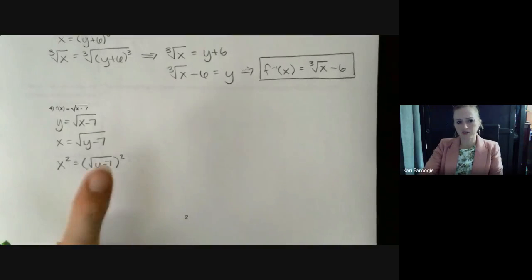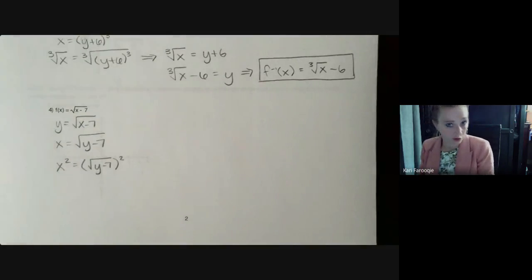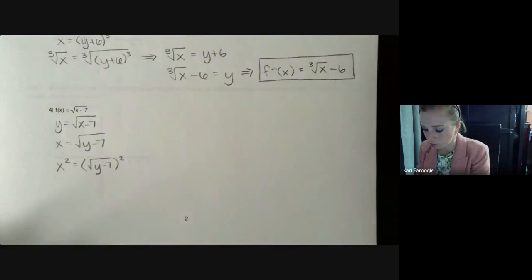Have you guys seen this done before? Sometimes I don't know what we remember and what we don't from previous algebra work. Okay. So you can always square both sides of an equation to undo a square root, or cube both sides to undo a cube root. You can do both ways.